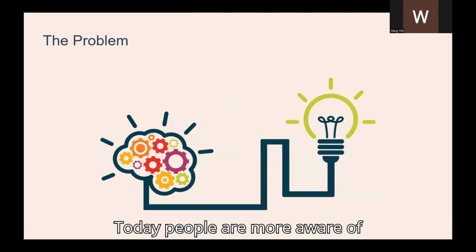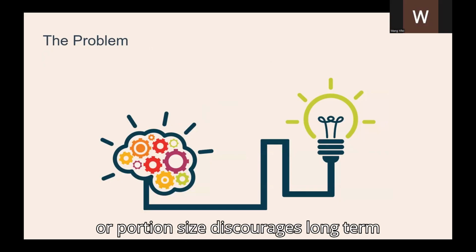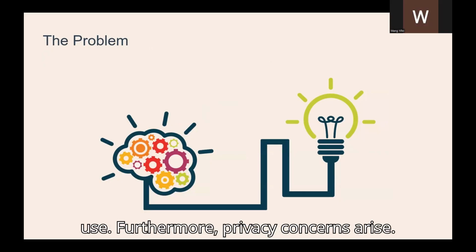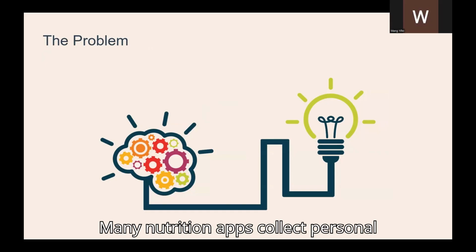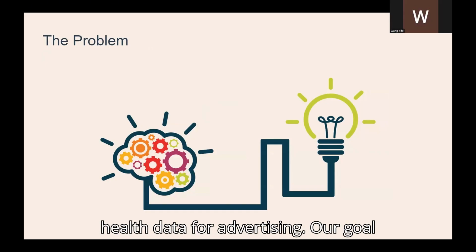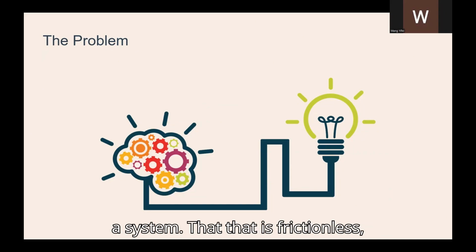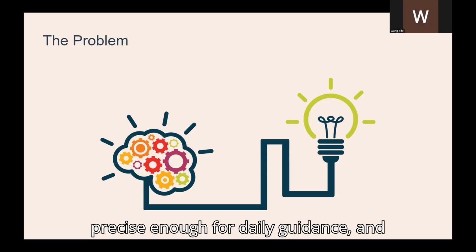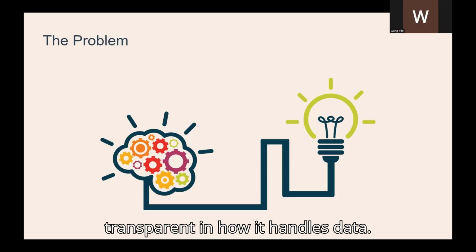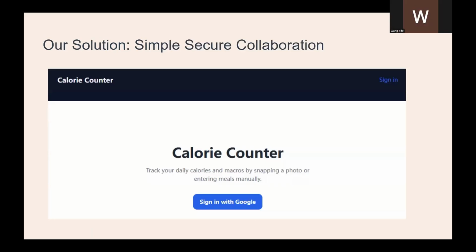Today, people are more aware of fitness, yet less consistent in self-tracking. Manually calculating calories or portion sizes discourages long-term use. Furthermore, privacy concerns arise. Many nutrition apps collect personal health data for advertising. Our goal became eliminating all three by creating a system that is frictionless, precise enough for daily guidance, and transparent in how it handles data.